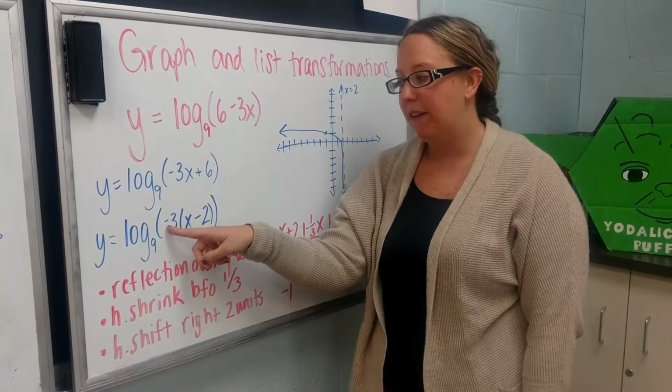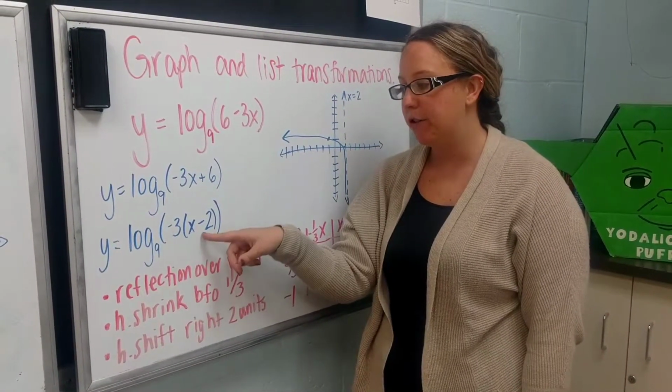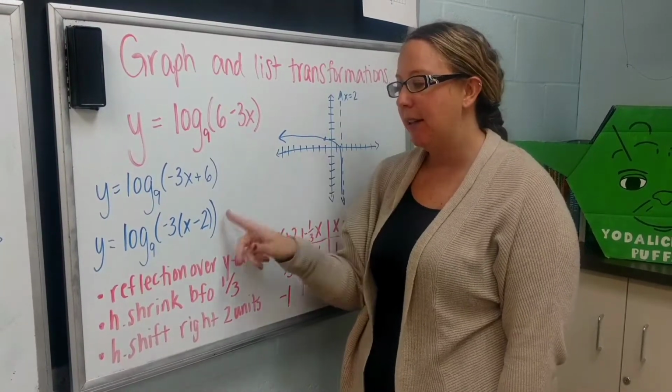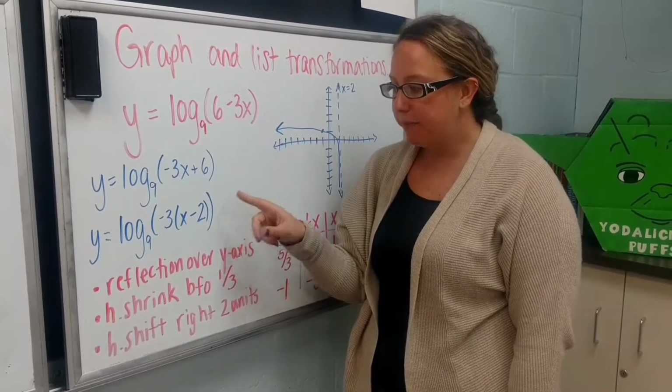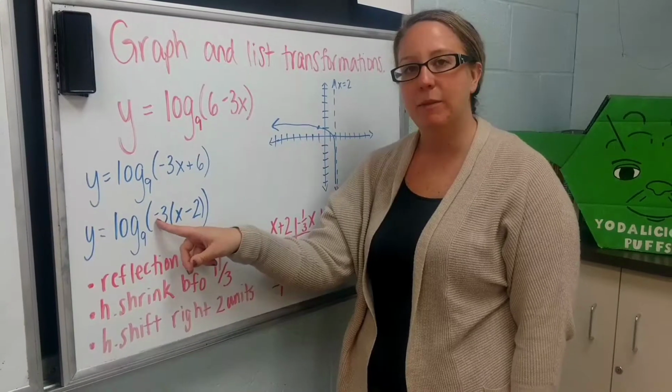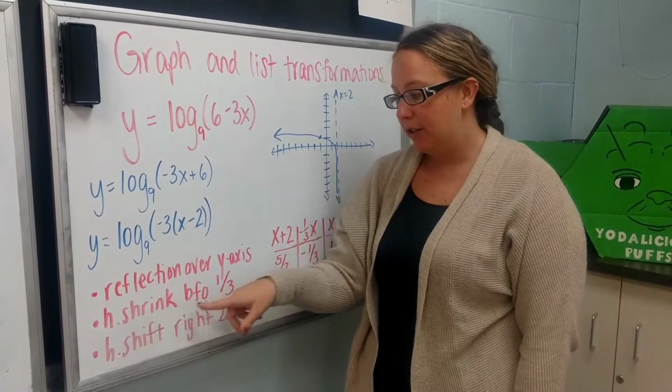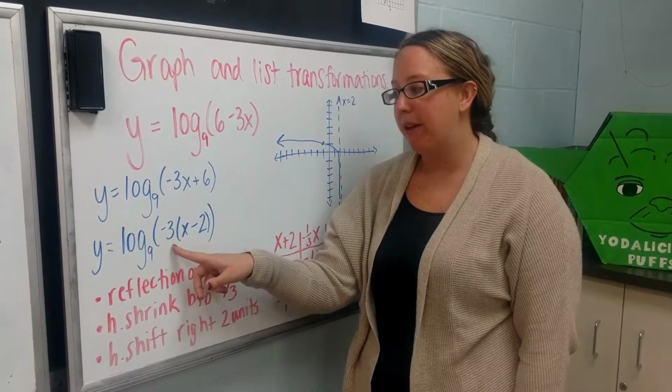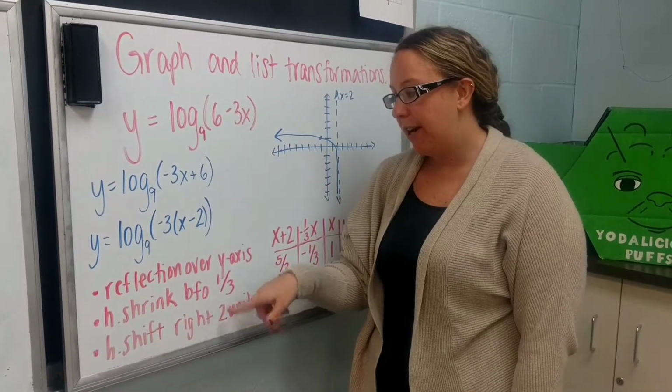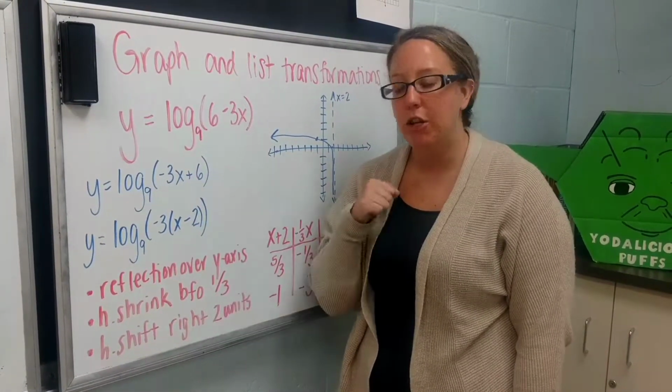And to check my work, if I have -3 times -2, I distribute that back. It gives me my +6. So this is what I'm working with. I have a reflection over the y-axis because of that negative. I have a horizontal shrink by a factor of 1/3 because I have my 3. And I have a horizontal shift right 2 units because of my -2.